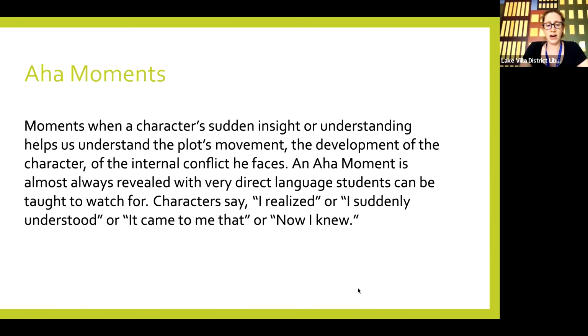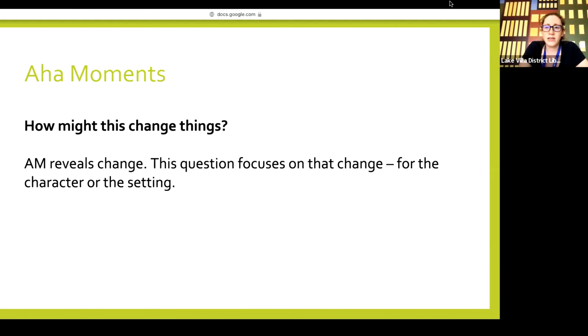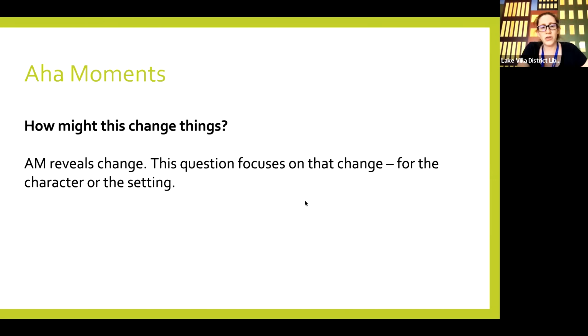And then the anchor question that we use for it is, how might this change things? So aha moments reveals change. So the question focuses on that change for the character or the setting. So what do we think was Humpty Dumpty's aha moment after the fall? What did he suddenly realize or understand?